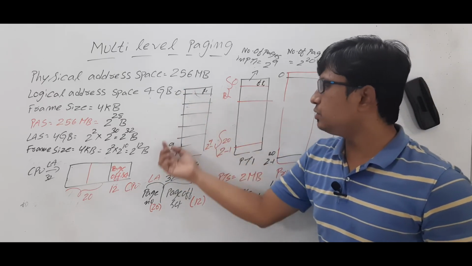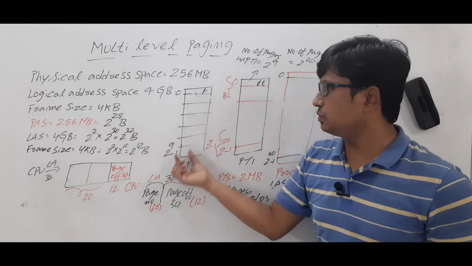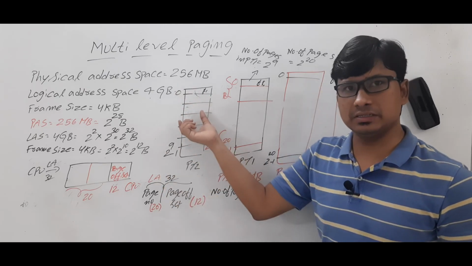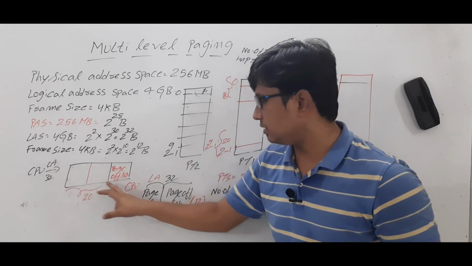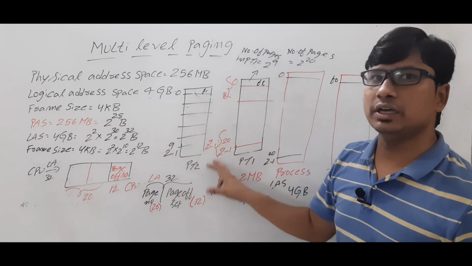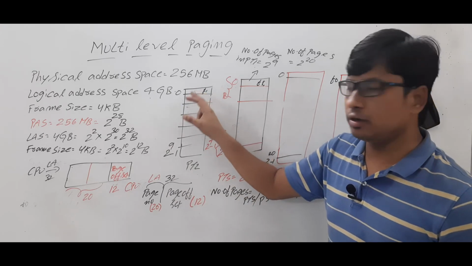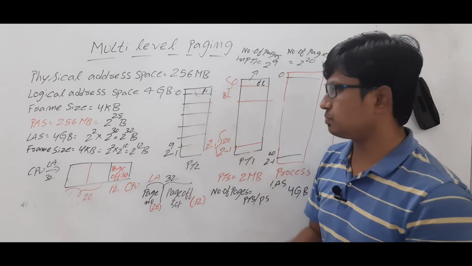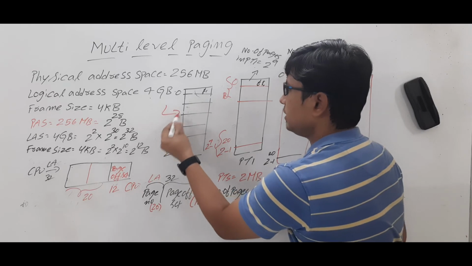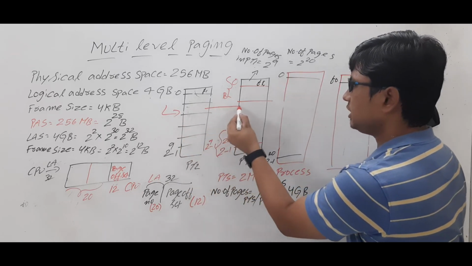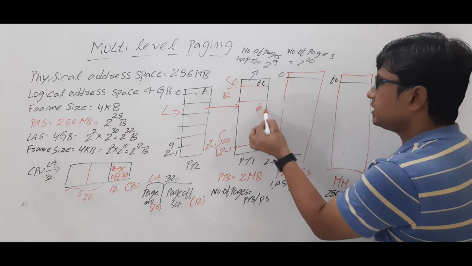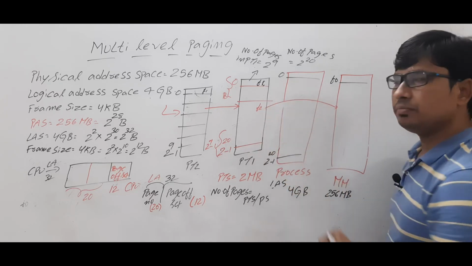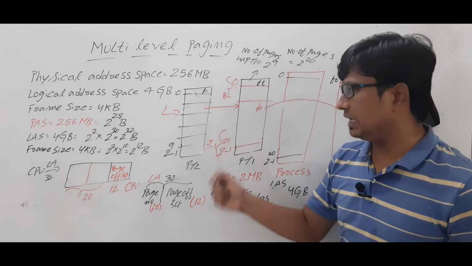So you should need 9 bits to represent one of the pages. Because look at here, whenever the CPU is generating the page number, first it will go to the outer page table. Are you able to understand? So first it will go to this page table. Then it will find the information, then it will come to here, then the frame number will be there, so that frame number will go to the main memory. So this is about the multi-level paging.